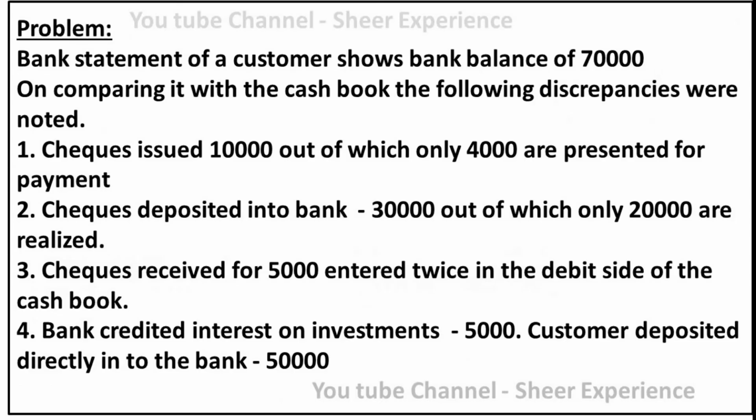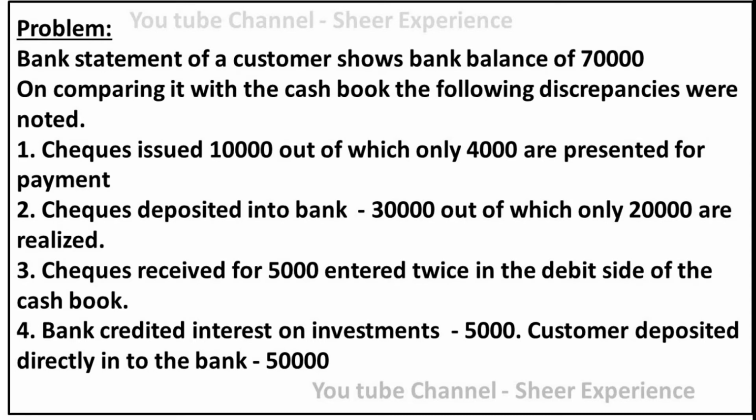Now we'll see the problem. Bank statement of a customer shows bank balance of 70,000. On comparing it with cash book, the following discrepancies were noted. Here the problem states bank balance. That means we have to prepare bank reconciliation statement with passbook balances. Also it states 70,000 as bank balance.